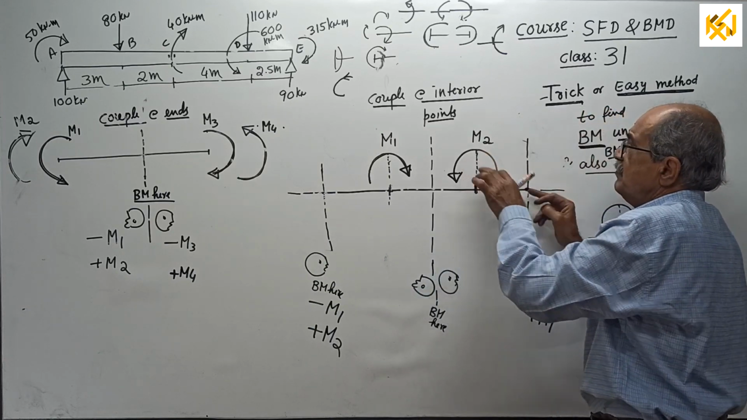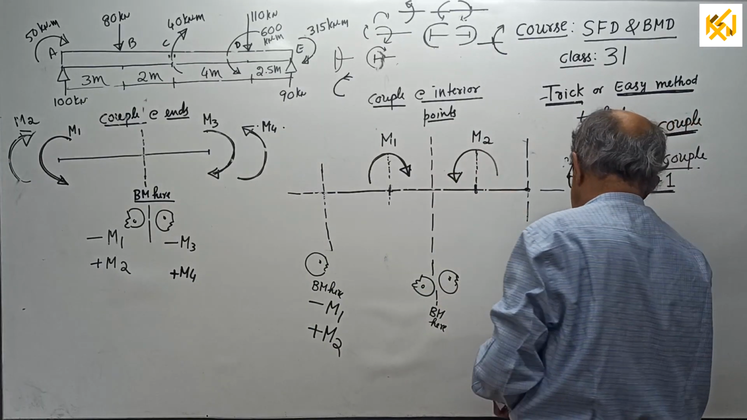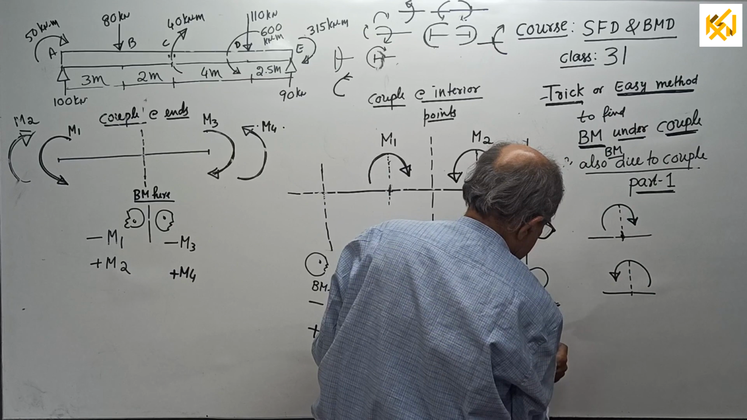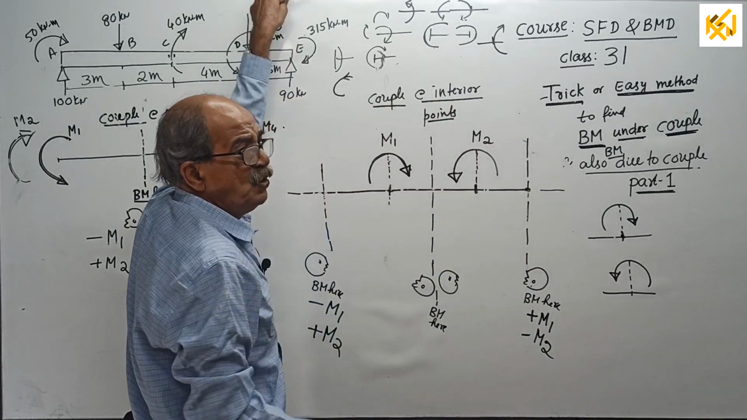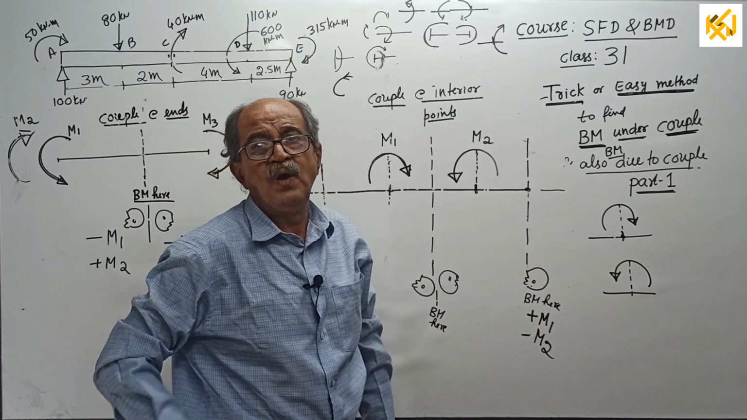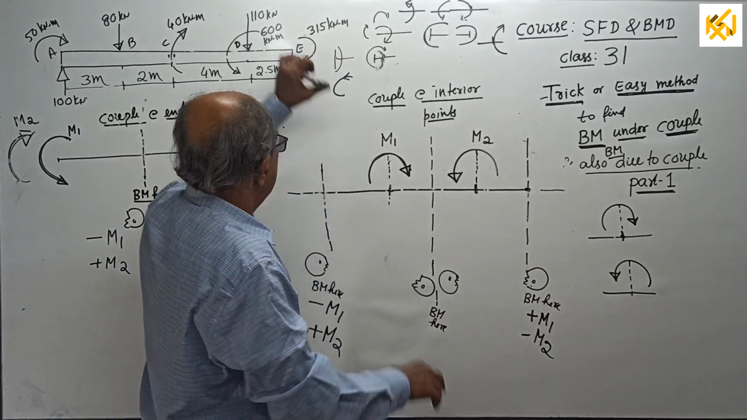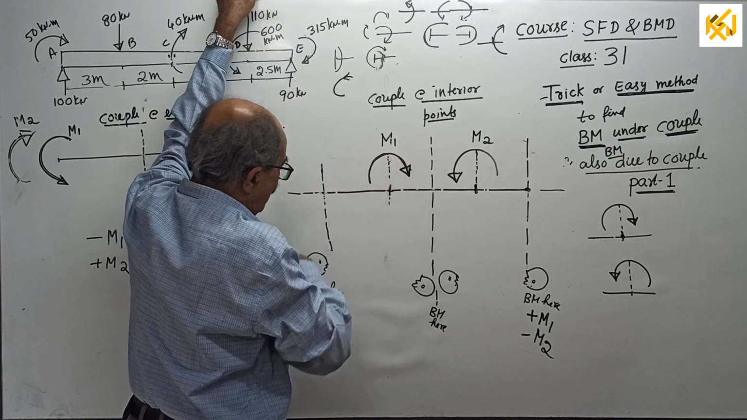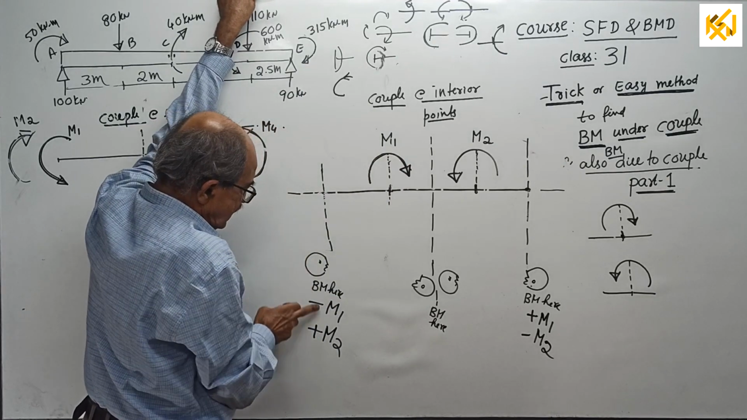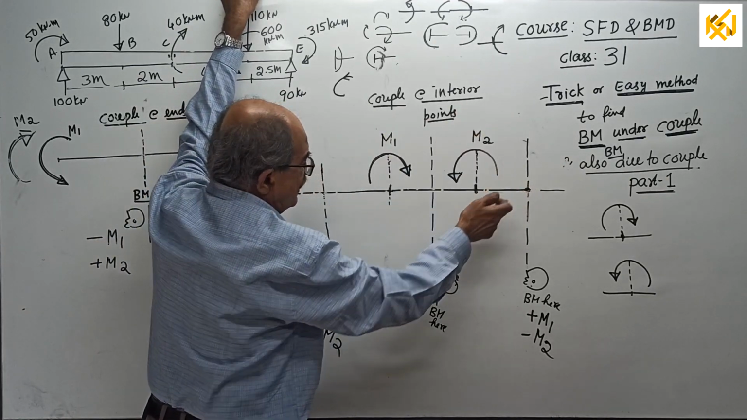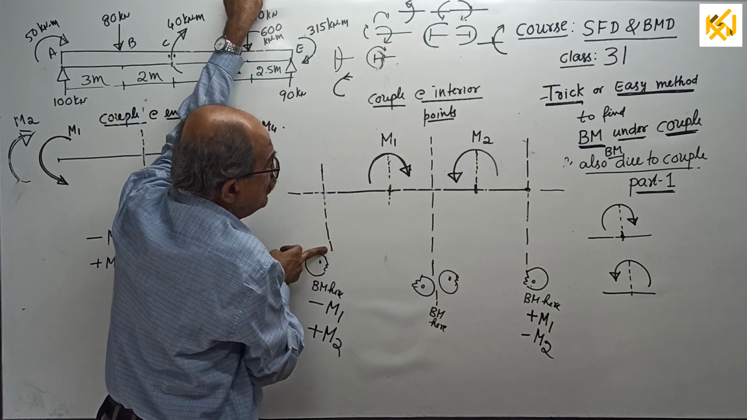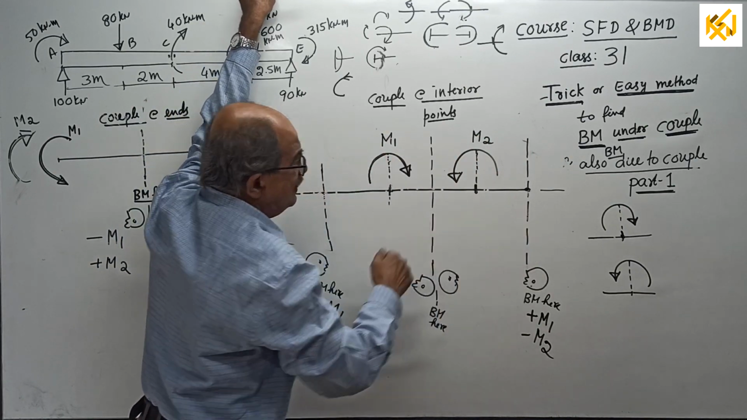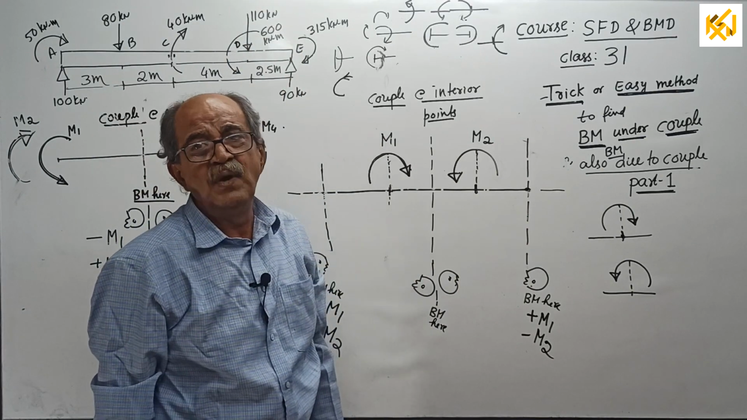Whereas minus M2. That's why I told you should not use clockwise, anti-clockwise. See, this is clockwise. That clockwise for this section gave negative BM, but for that section gave positive. See, this anti-clockwise for this section gave positive BM, for that section gave what? Negative BM. Now at least clear, I think.